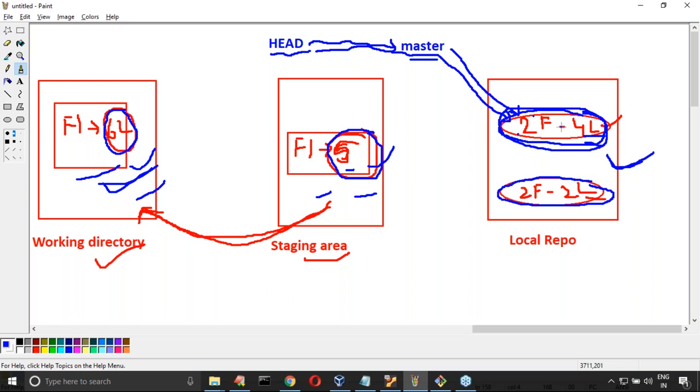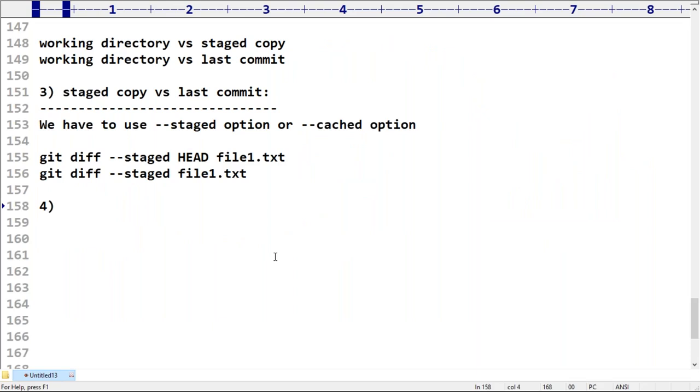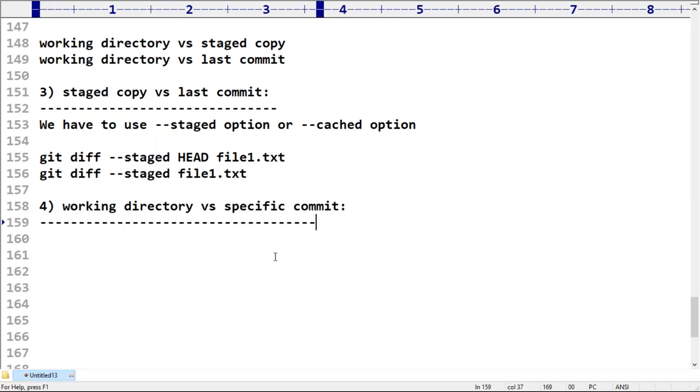I don't want the last commit. Maybe the first commit, or maybe in the middle some more commits are there. I want to compare the working copy with the specific commit. How can you do that? Working directory versus a specific commit. Okay, let me explain. Working copy versus specific commit.